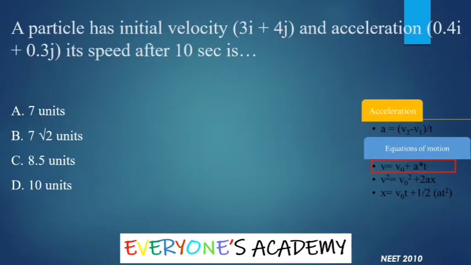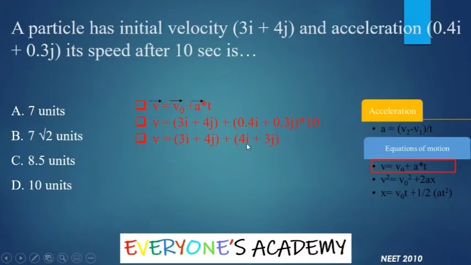This next problem is quite similar to the previous problem, only the values for velocity and acceleration are different. Here the initial velocity vector is 3i plus 4j and acceleration is 0.4i plus 0.3j. We need to find out speed after 10 seconds. So using the same equation of motion, we can write this particular equation. If you solve this, it will become 4i plus 3j, and this 3i plus 4i will become 7i.